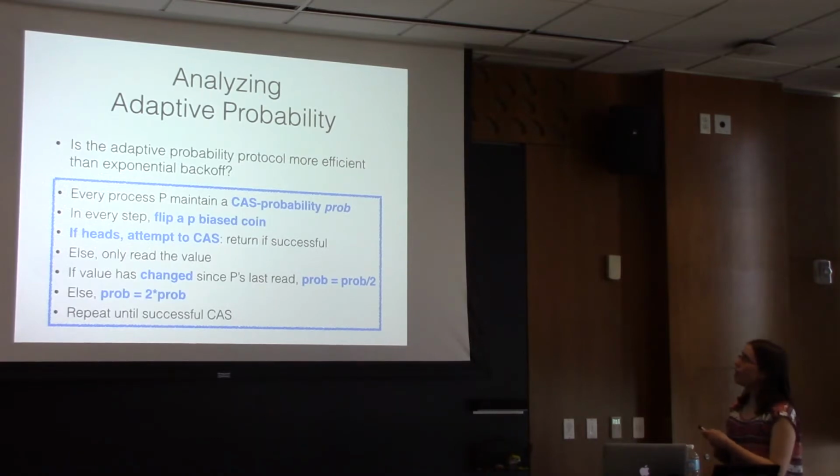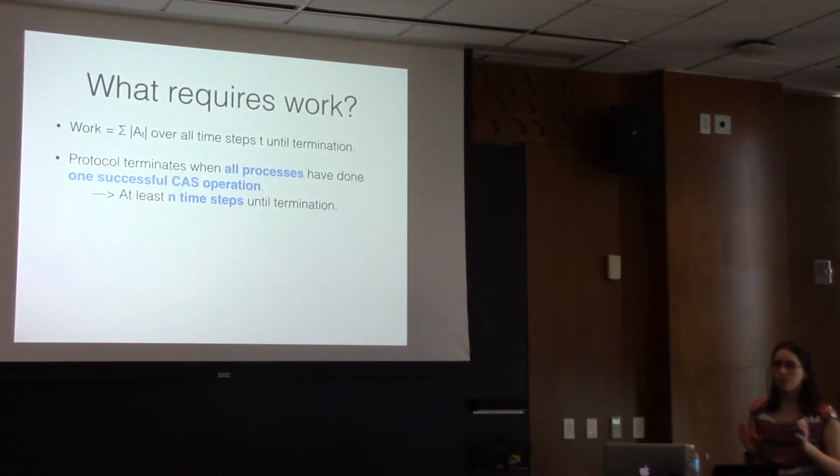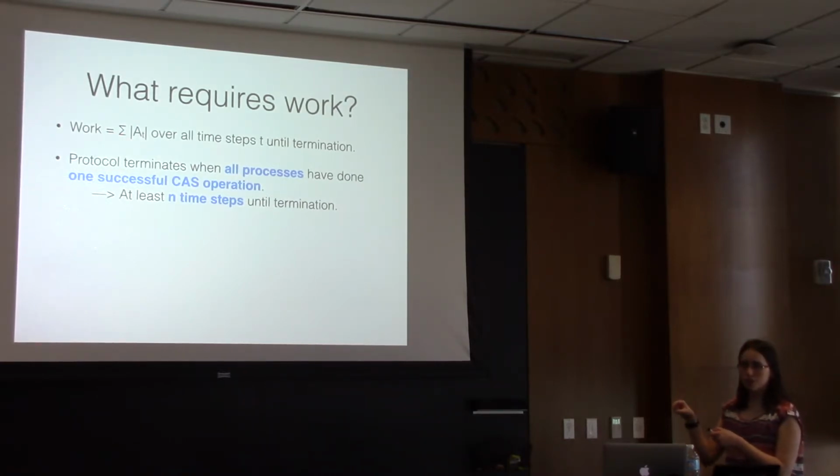All right. So the first thing we want to do in order to get intuition for whether this will work better is to see where we get work from. What is heavy? Just remember, our work is going to be the sum over all time steps of the size of our active set, or our queue.